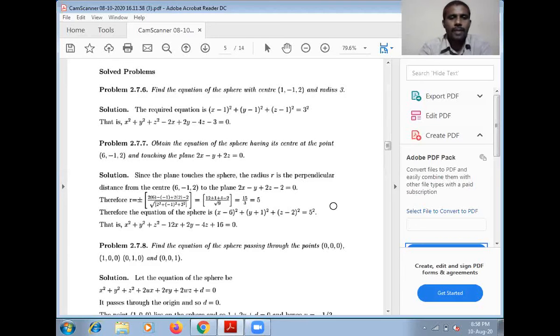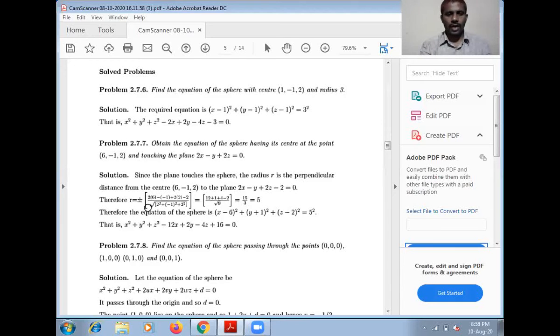So now since the plane touches the sphere, the radius r is the perpendicular distance from the center. ఈ గోళ కేంద్రం నుంచి ఈ మనకు ఈ తలం ఎక్కడైతే గోళాన్ని టచ్ చేస్తుందో అక్కడ ఆ గోళ కేంద్రం నుంచి ఇది లంబంగా ఉంటుంది. సో ది రేడియస్ r is the perpendicular distance to the plane. So we have the formula for the perpendicular distance from any point. Therefore here r equal to plus or minus mod of ax1 plus by1 plus cz1 plus d by root of a square plus b square plus c square is the formula of the perpendicular distance.